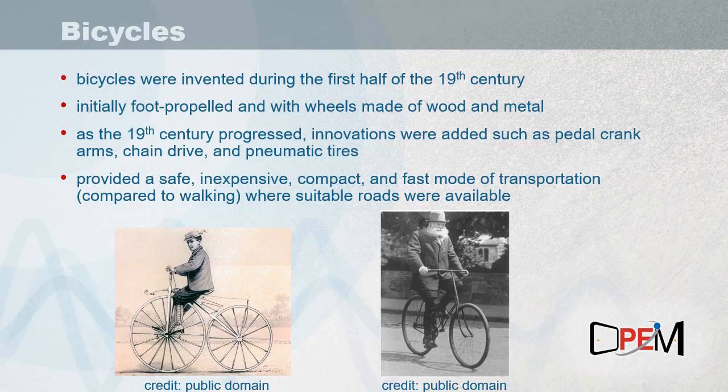And all throughout the 19th century, it was found that this was a fast, relatively inexpensive, somewhat safe, compact mode of transportation, in terms of being able to take your bicycle relatively easily anywhere, at least compared to walking. And you have to remember that even in the 19th century, one of the key modes of transportation was walking. But of course, you needed suitable road surfaces over which to travel on the bicycles.